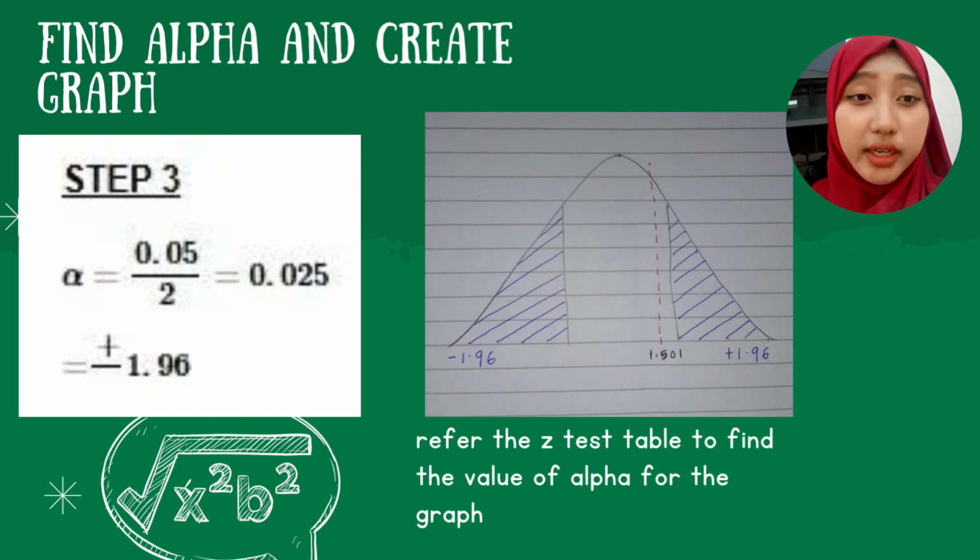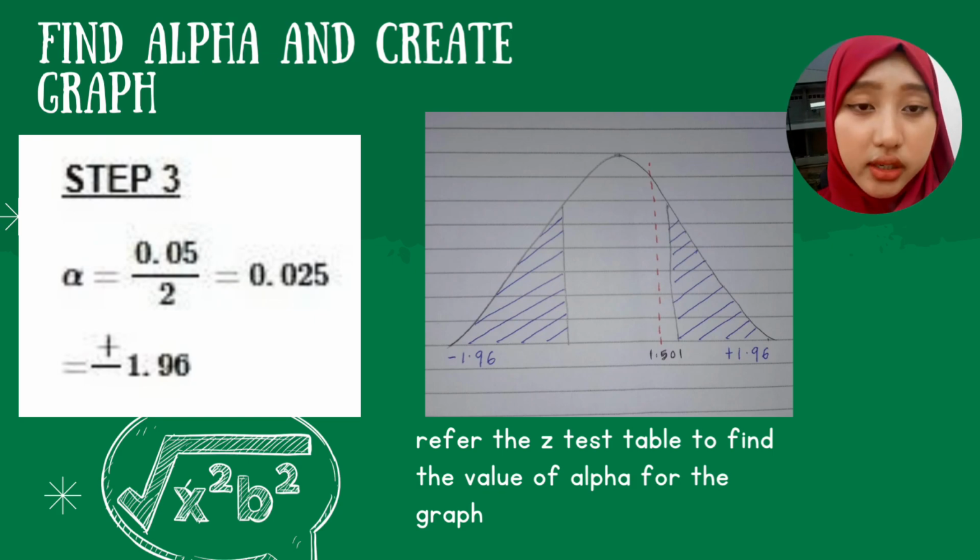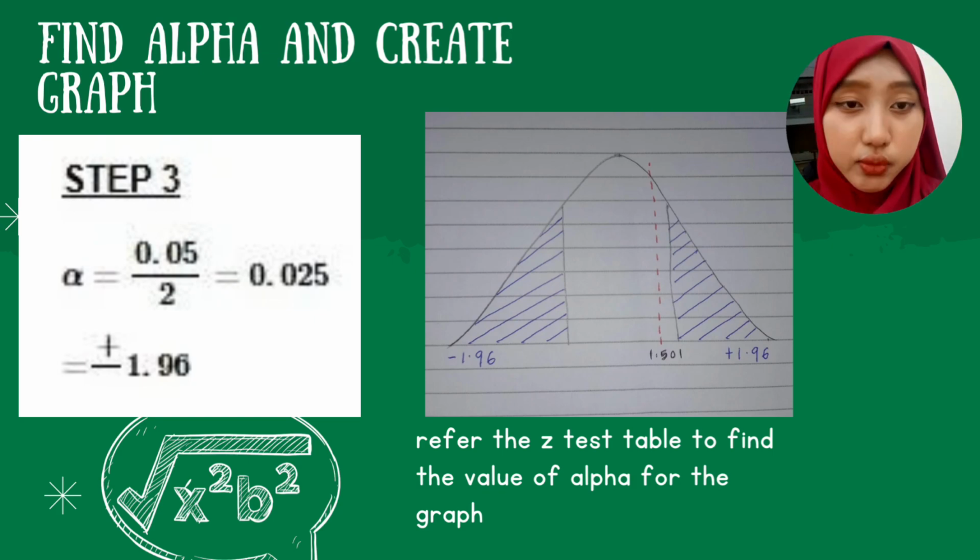So why do we divide by 2? It's because based on the question from step 1, we have two tail. So we should divide by 2. So we got 0.025 and just use the table. Use the z-test table. And we got negative and positive because it's two tail. So just create the graph. Refer to the z-test table to find the value of alpha for the graph. Just like question 2, the red line is the z-test value and the blue one is the alpha value.